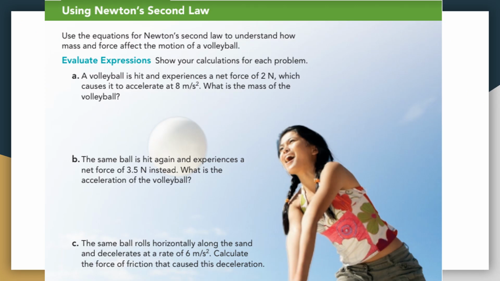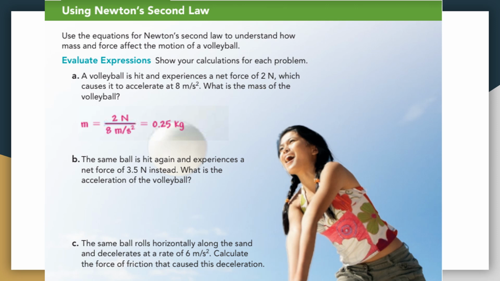All right. Using Newton's second law. Use the equations for Newton's second law to understand how mass and force affect the motion of a volleyball. Show your calculations for each problem. A volleyball is hit and experiences a net force of 2 newtons, which causes it to accelerate at 8 meters per second squared. What is the mass of the volleyball? So we have force and we have acceleration. We want mass. So mass equals force over acceleration. So mass equals 2 over 8, and that equals 0.25, so 0.25 kilograms.